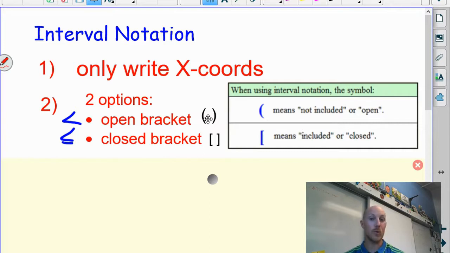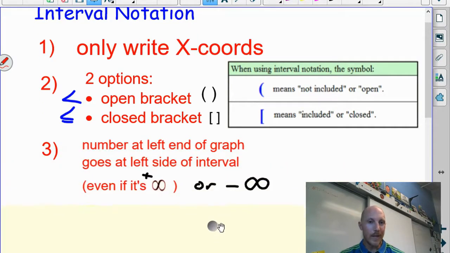We're not going to include the number that we're about to write down. It's going to be right after that. The closed bracket is the same idea as when you learned with inequalities, like a less than or equal to. So if you said x is less than or equal to 3, 3 would be included as part of that inequality. If we need to include that x value on the graph, then we're going to use the square bracket, or the closed bracket.